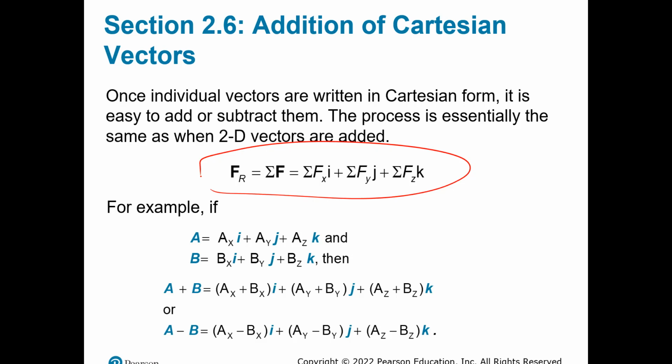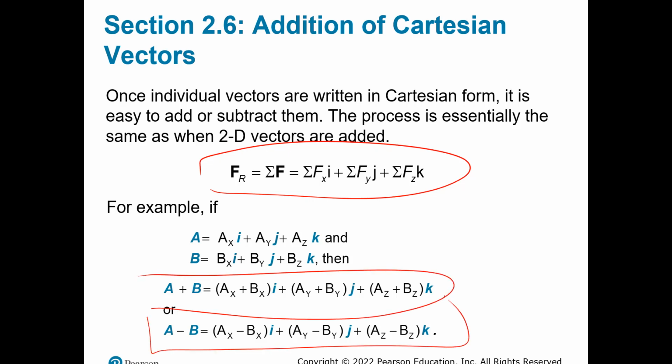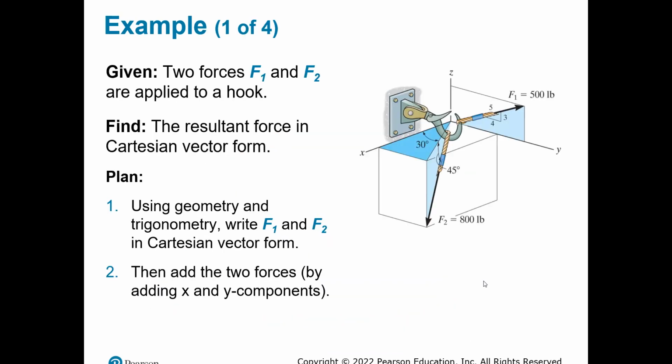So for example, if you have vectors A and B with each one of the components, then A plus B will be equal to this equation, right, based on everything that we have talked about. And A minus B will be equal to the whole equation A minus B, subtracting each one of its components. And now we're having an example. Given the two forces F1 and F2, as you can see, we need to find the resultant force in Cartesian vector form. So what do we do?